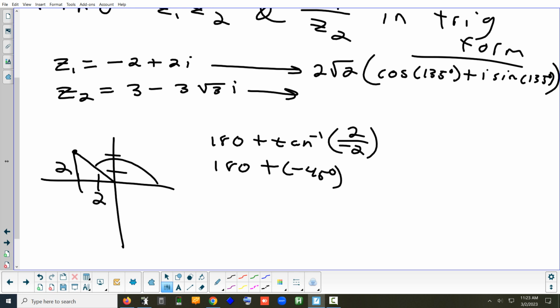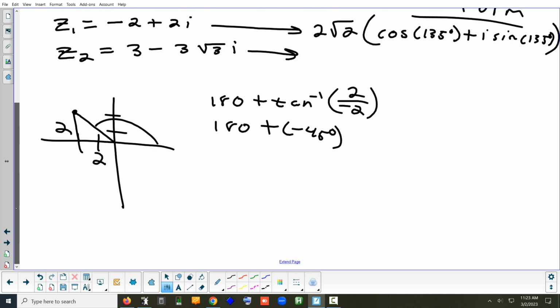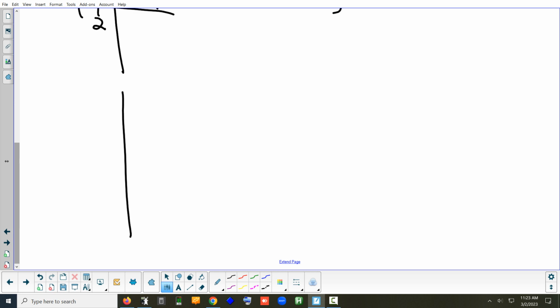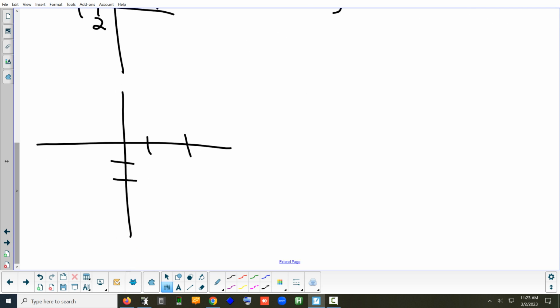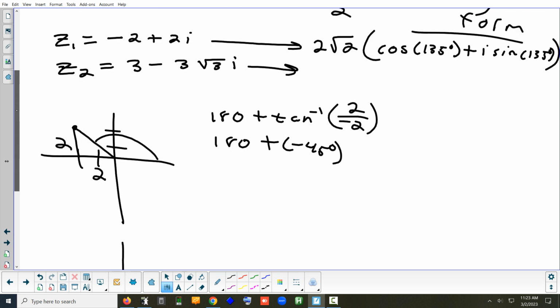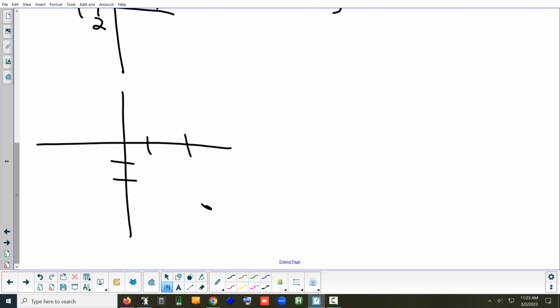All right, now we need 3 minus 3 root 3. It doesn't really matter if you draw it to scale. All we know is we're somewhere in this quadrant, because we're going right 3 and then down 3 times the square root of 3. So draw a triangle. That side's 3. That side is 3 square root of 3.